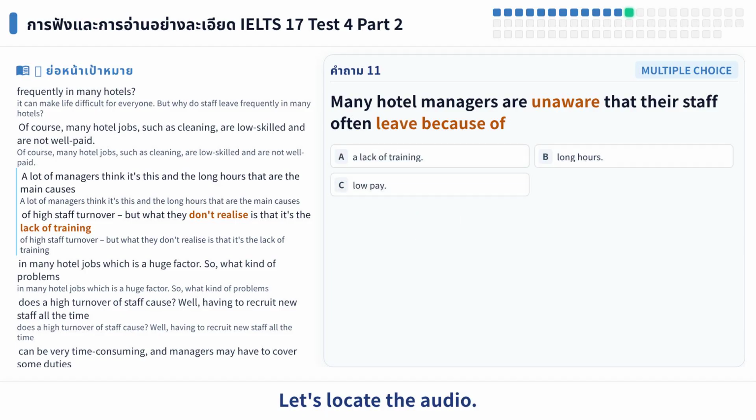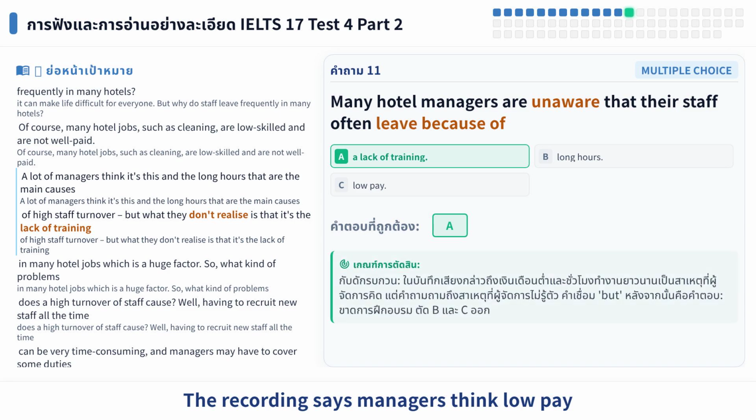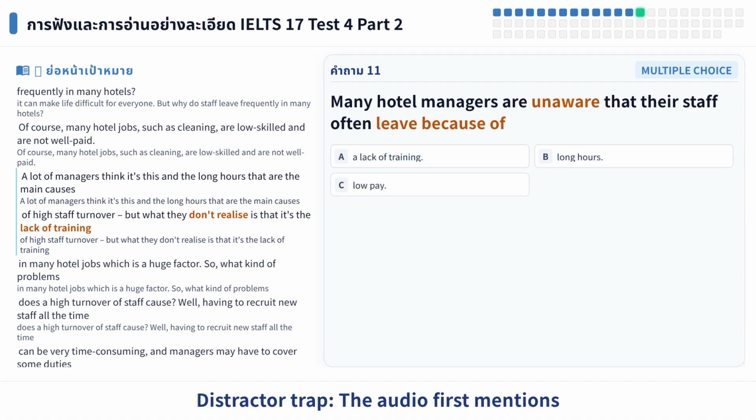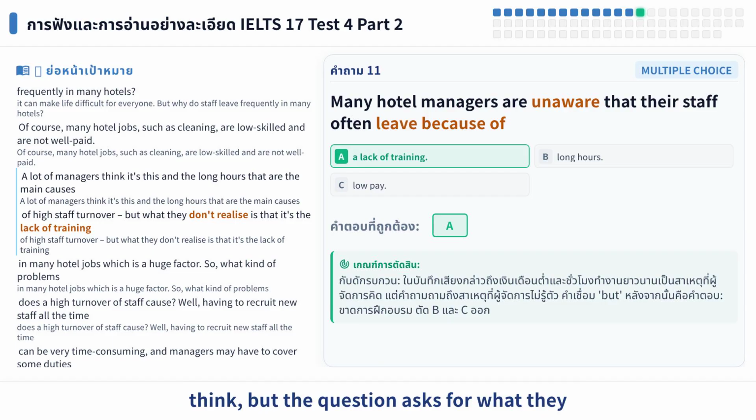Let's locate the audio. The recording says managers think low pay and long hours are the main causes, but the transition word but reveals what they don't realize. Lack of training is a huge factor. Distractor trap. The audio first mentions low pay and long hours as reasons managers think, but the question asks for what they are unaware of. The transition word but leads to the real answer, lack of training.